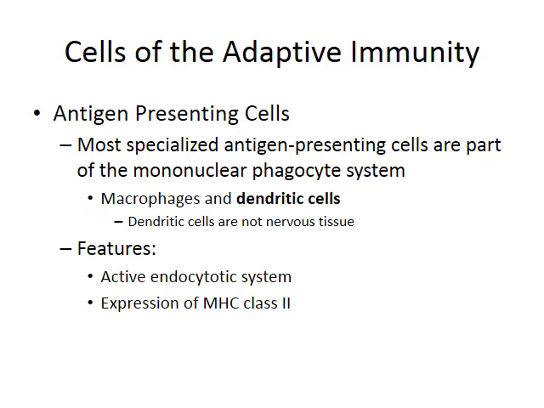So the cells of the actual adaptive immune system are a few of them. They are primarily your macrophages and dendritic cells, your APCs, and these are what actually present the antigens to see if they are foreign. The key things about antigen presenting cells is they have a very active endocytotic system, and they express MHC class II.